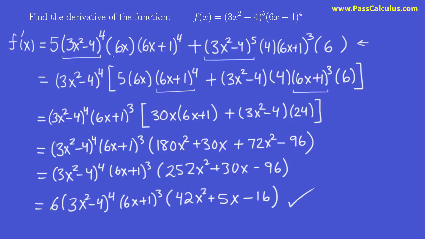We want to pull the one to the front that has the lowest power. So we actually did that twice, first for the 3x squared minus 4, and then for the 6x plus 1s. And then usually what you have left in brackets here simplifies pretty nicely. All right, that's how you do this one.